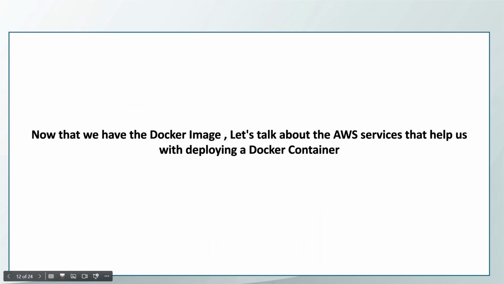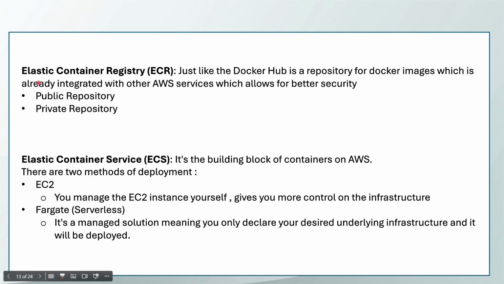Now, let's say we have the Docker image, right? We have written the script, we have used Gunicorn, we've made the image. Now what? Now how can we use the AWS services? We have two main components here. The first one is called ECR.